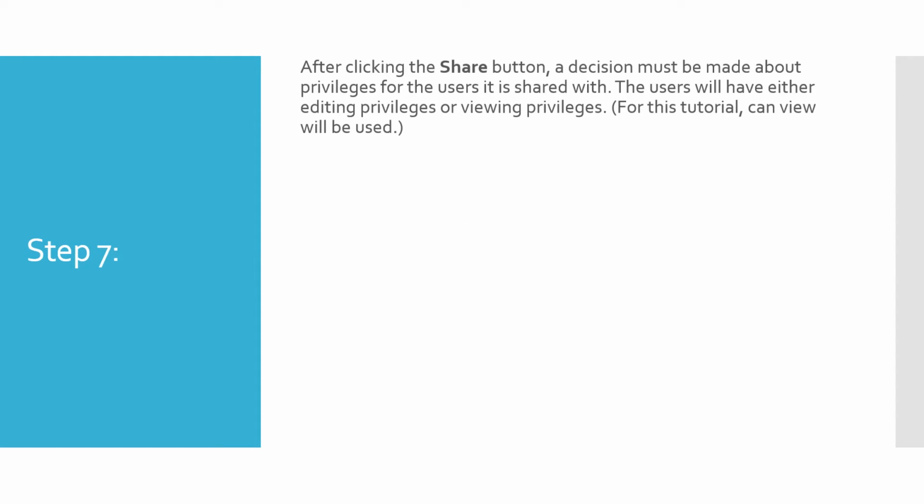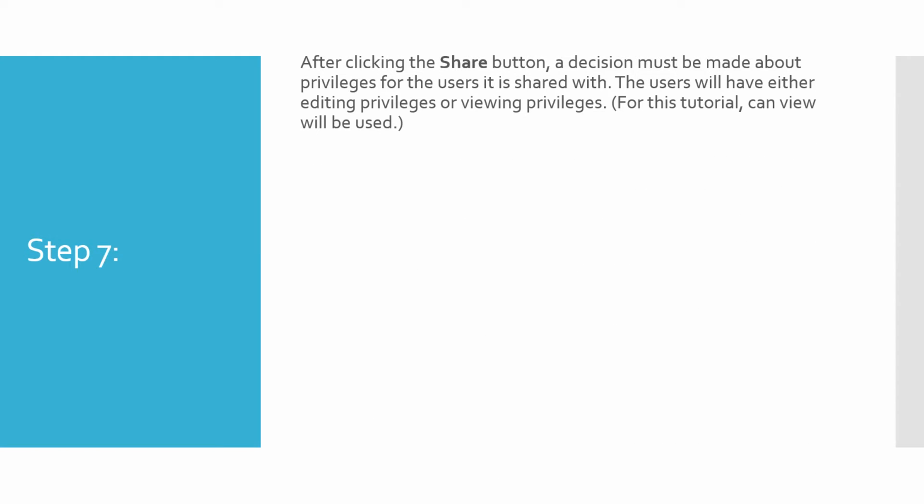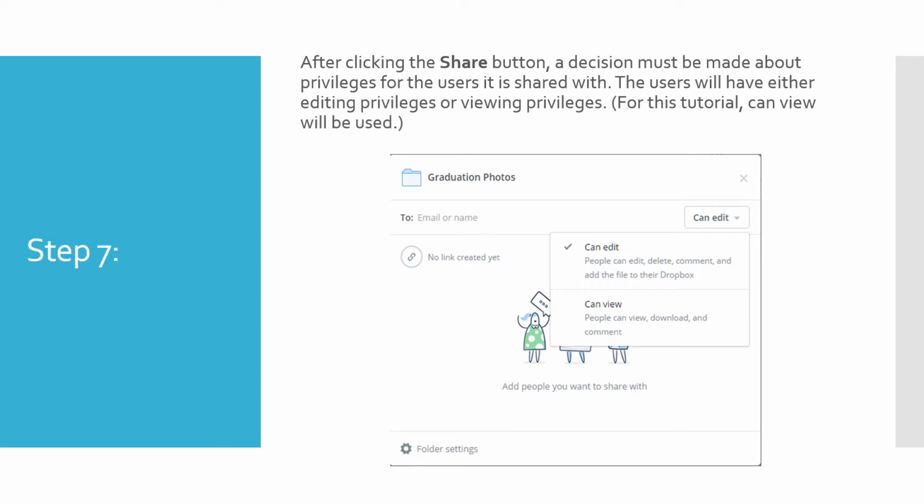Step 7. After clicking the share button, a decision must be made about privileges for the users it's shared with. The users will either have editing privileges or viewing privileges. For this tutorial, Can View will be used. As you can see, you simply click Can Edit or Can View.